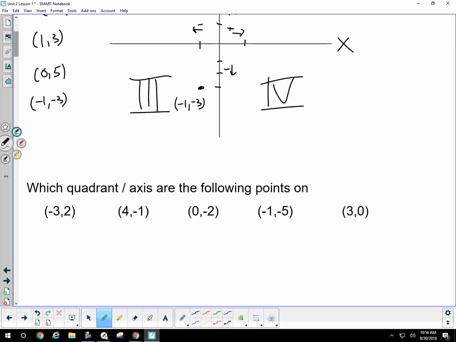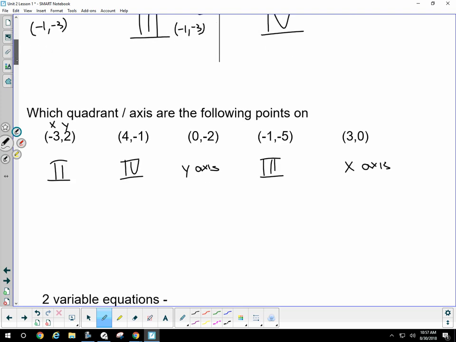Okay? If I asked you which quadrant or axis the following points are on, you should be able to do so. (-3, 2). Recall this is our x-coordinate and our y-coordinate, going to the left and then up. This would be in the second quadrant. (4, -1), I'm going to the right and down. This would be in my fourth quadrant. (0, -2) would end up being right here on the y-axis. (-1, -5) would end up being in the third quadrant. And (3, 0) means I'm going to the right 3, but I'm not going up or down at all. So this would be on the x-axis.